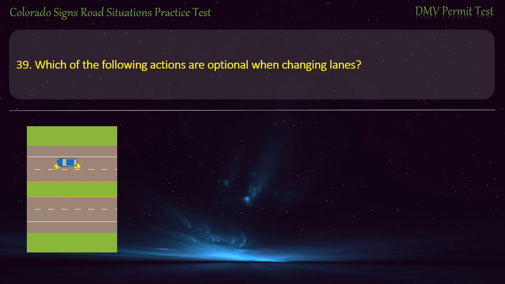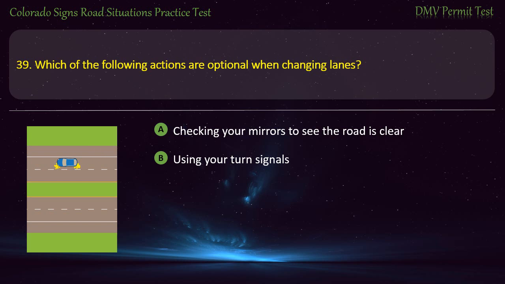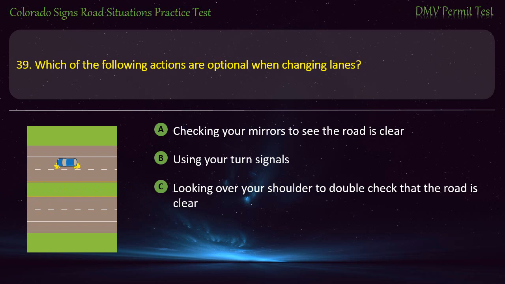Question 39. Which of the following actions are optional when changing lanes? Checking your mirrors to see the road is clear. Using your turn signals. Looking over your shoulder to double check that the road is clear. None of the above. Answer. None of the above.